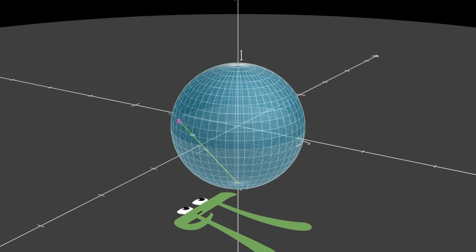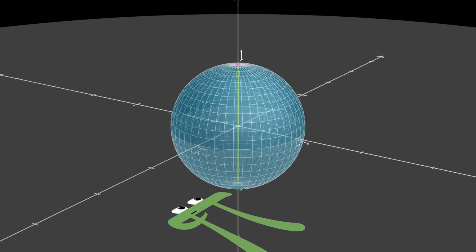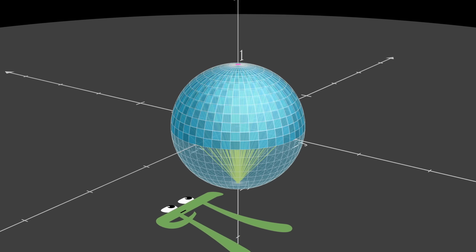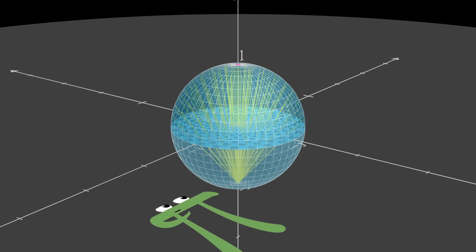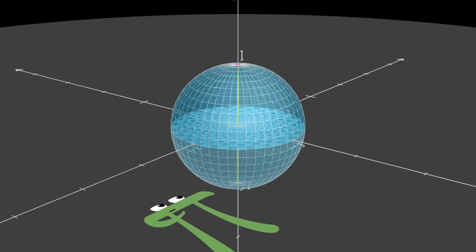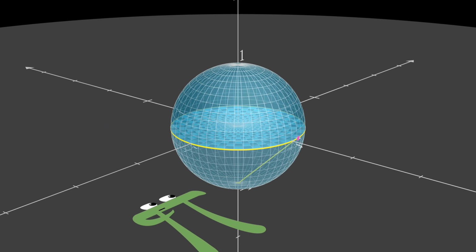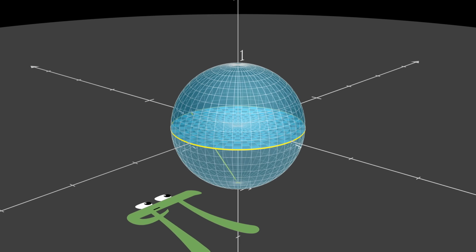So the point 1 at the North Pole ends up at the center of the plane. All of the points of the Northern Hemisphere get mapped somewhere inside the unit circle of the ij plane. And that unit circle, which passes through i, j, -i, and -j, actually stays fixed in place. And that's an important point to make note of.